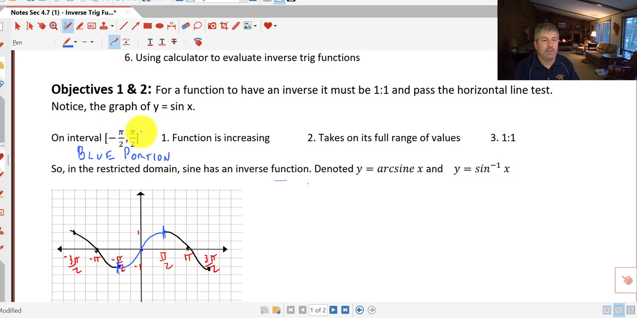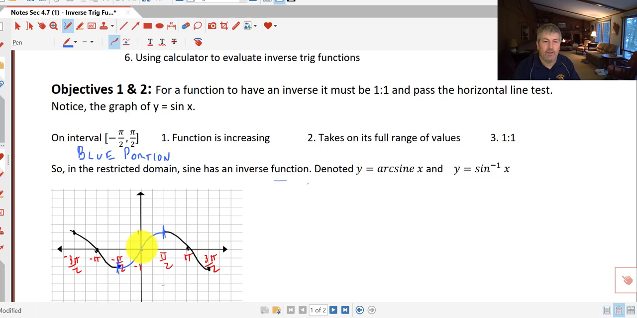Let's take a look at this just in a particular interval, the blue portion, between negative pi over 2 and pi over 2. If you have the unit circle, this would be the whole right side of the unit circle, quadrants 1 and 4.